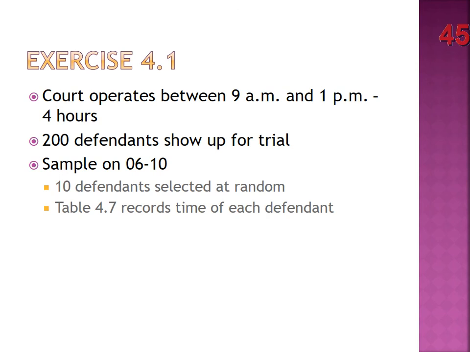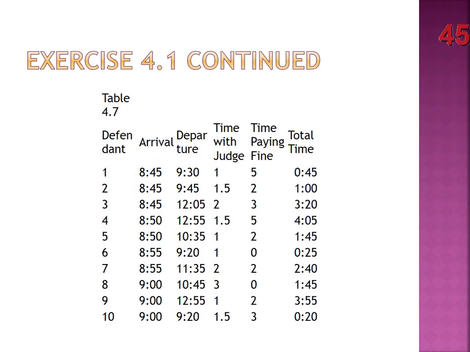Okay, so again, 9 a.m. to 1 p.m., 200 defendants show up in court. They take a sample on June 10th, 10 defendants selected at random, and then here's what that table looks like. Okay, so we've got the arrival time, the departure time, the time with the judge, and the time paying fine.